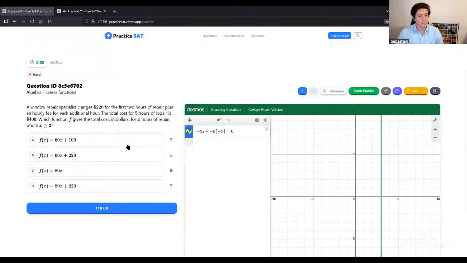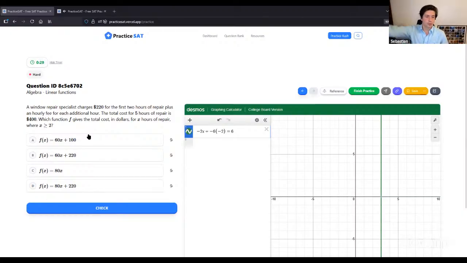A window repair specialist charges $220 for the first 2 hours of repair plus an hourly fee for each additional hour. The total cost for 5 hours of repair is $400. Which function f gives the total cost in dollars for x hours of repair, where x is greater than or equal to 2?